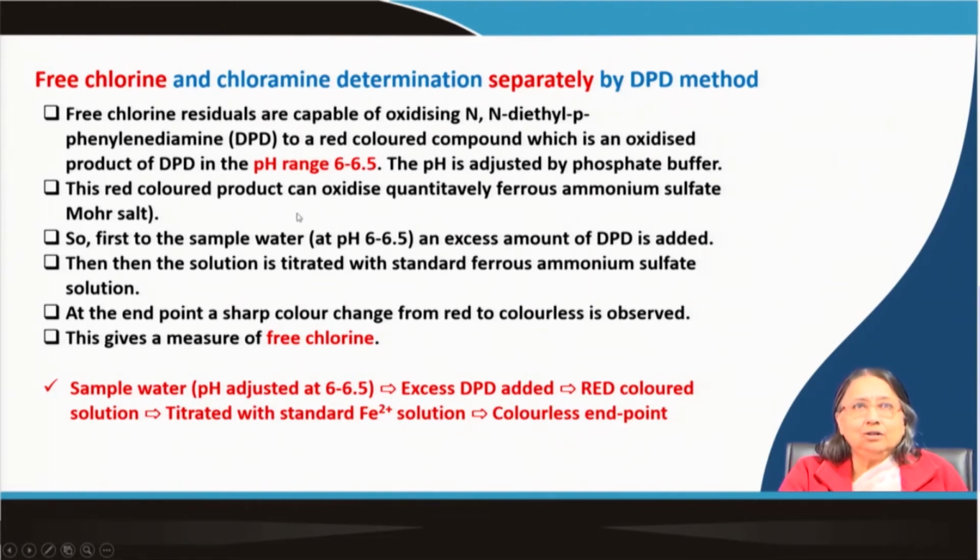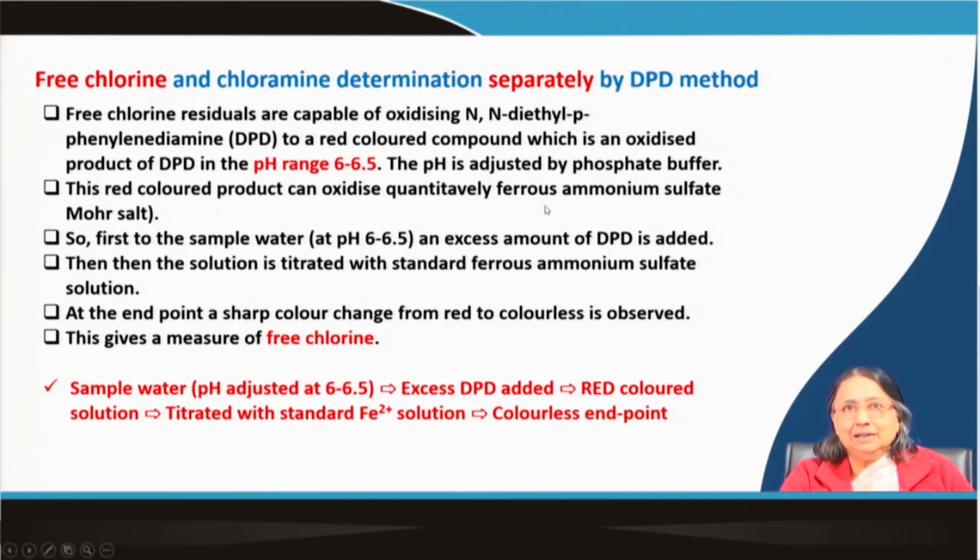Now, the red colored compound is produced. It is quantitative to the chlorine concentration. So, how much chlorine is there, that much oxidized DPD will be formed. Okay. Now, what you will do? This red colored product can oxidize quantitatively ferrous ammonium sulphate, which is also known as Mohr salt.